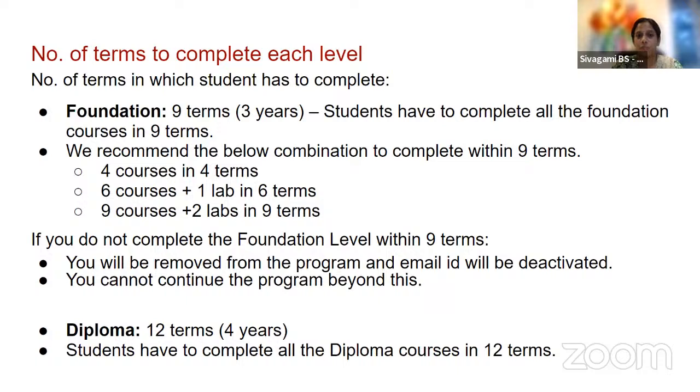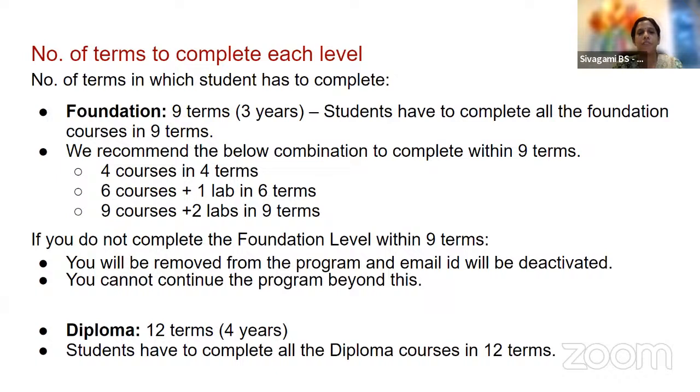Even if it is slow progress, it is okay, but sustained progress is very important when we are studying. So keep a watch on this timeline, that you'll have to complete the foundation courses in a time span of 3 years. And we recommend the below combination. Suppose you feel there is a lag, you can keep this as a checklist. At least 4 courses you should have finished in 4 terms. That is at least 1 course per term.